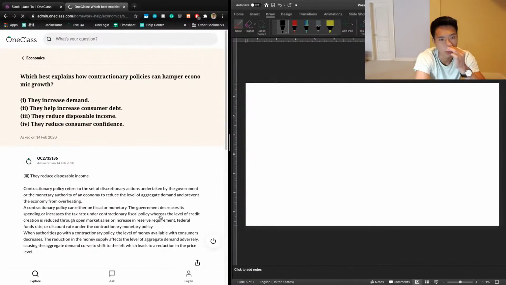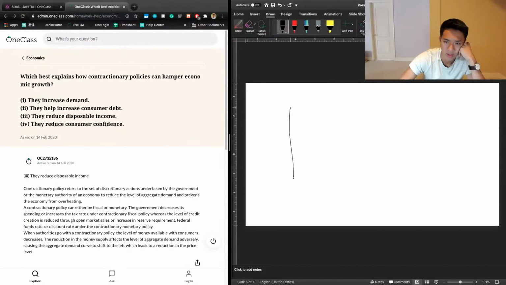Next question says, which best explains how contractionary policies can hamper economic growth? 1 says they increase demand, 2 says they help increase consumer debt, 3 says they reduce disposable income, and 4 says they reduce consumer confidence. And so, what is contractionary economy?